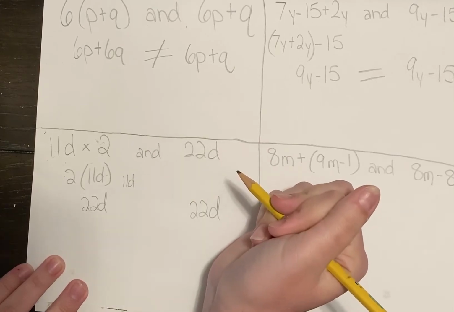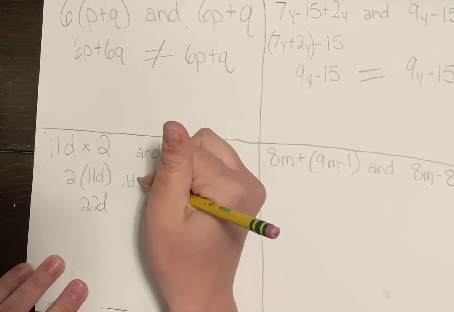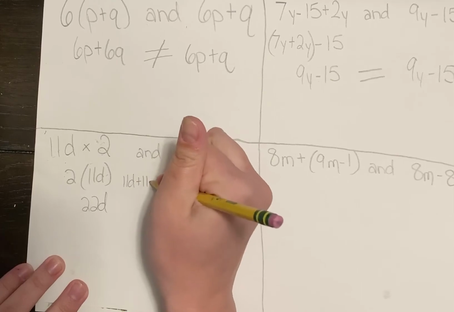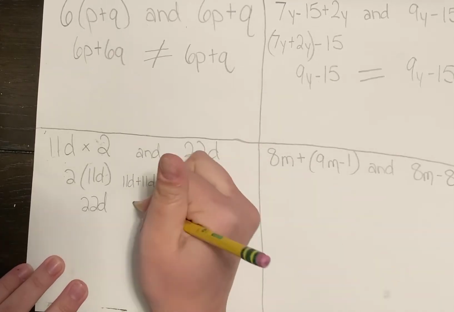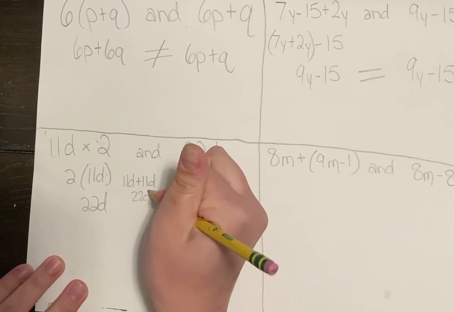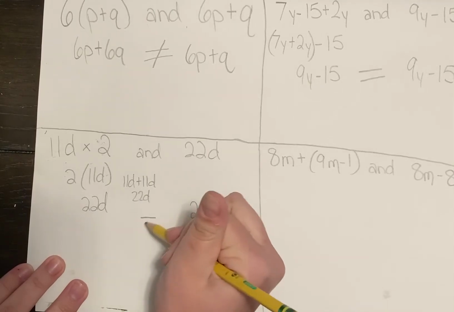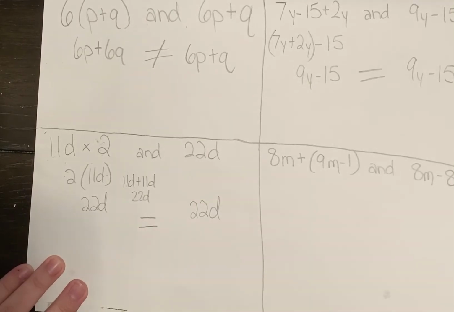And it's also like saying 11d times 2. We know that times 2 means 2 times. So it's just like saying 11d plus 11d. If you combine like terms, you get 22d. So these are equivalent.